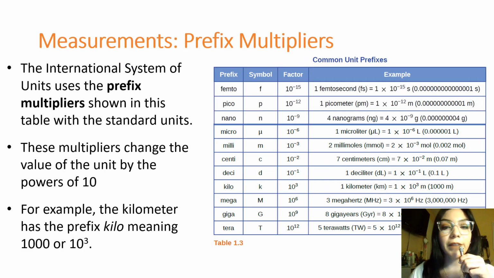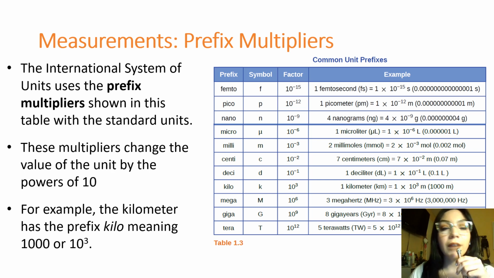Now, this is a very important part to measurements and converting between measurements. This is called prefix multipliers. You most likely have heard of some of these, centi, milli. When we say a millimeter, when we say a centimeter, you guys have probably heard of these. Now, all of these prefixes, we can put them in front of any measurement. Each of these prefixes means something different, and they all have to do with a base of 10.